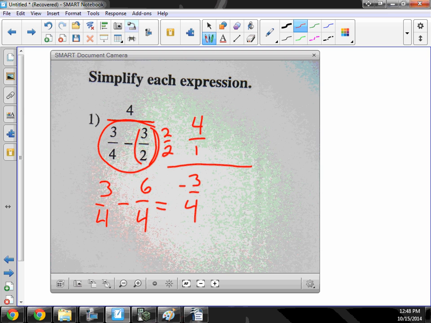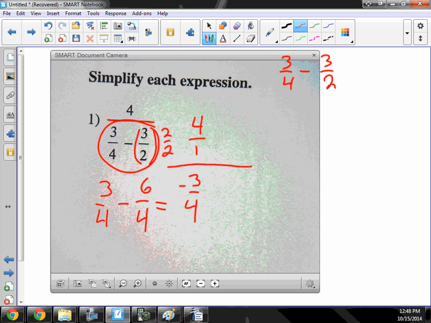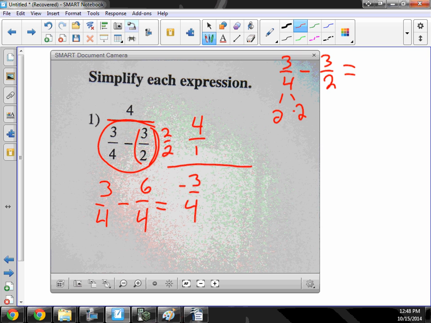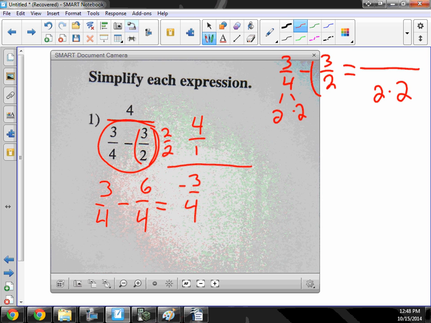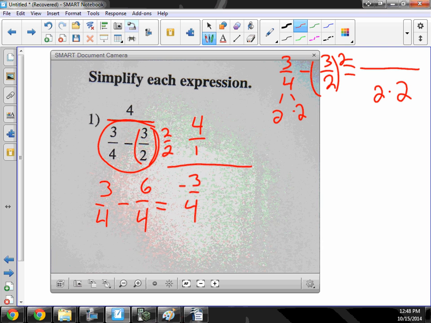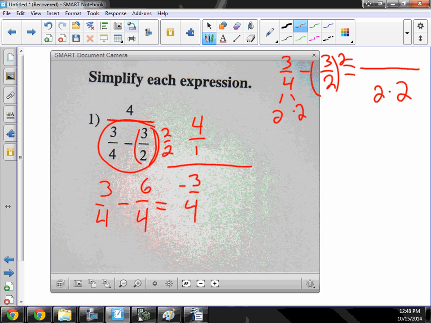Well, I skipped a whole bunch of steps. 3 over 4 minus 3 over 2. This is 2 times 2. So my common denominator is 2 times 2. And this one is missing a 2. Does that make sense? Yeah, I won't skip those steps again.